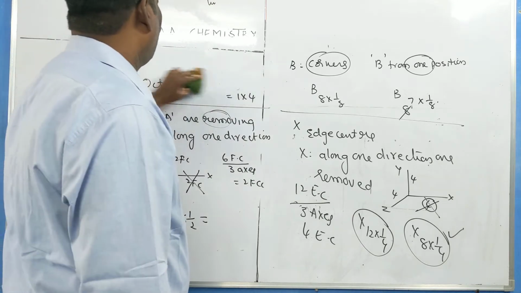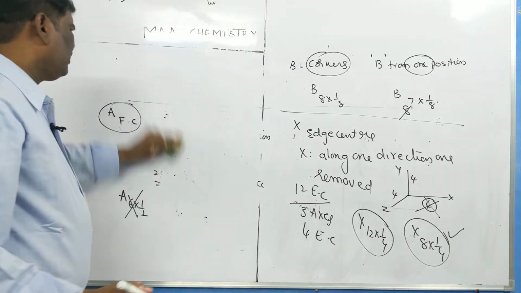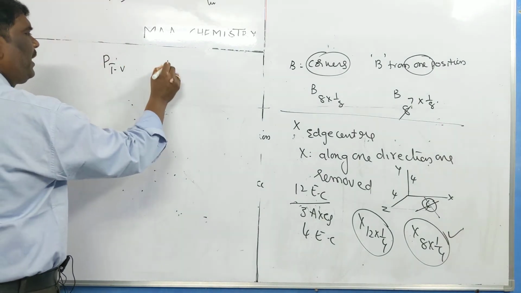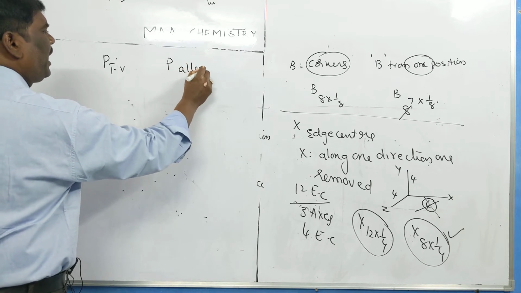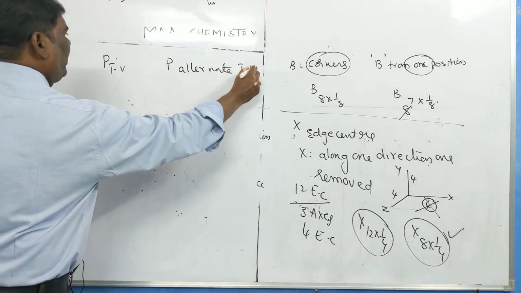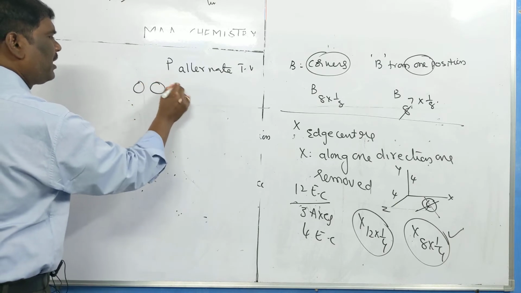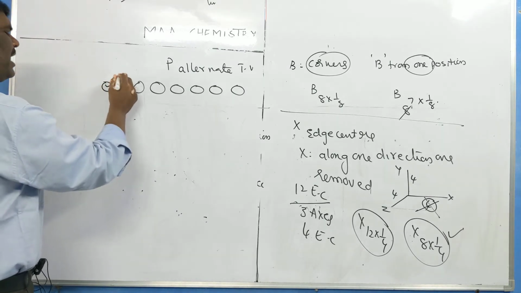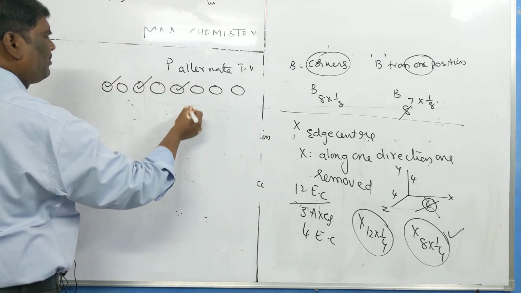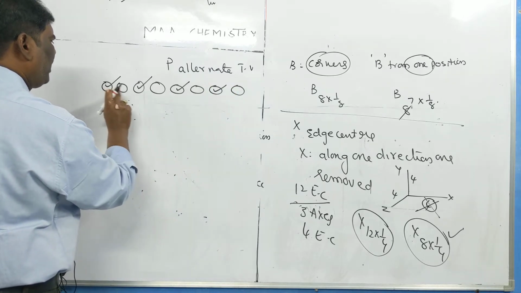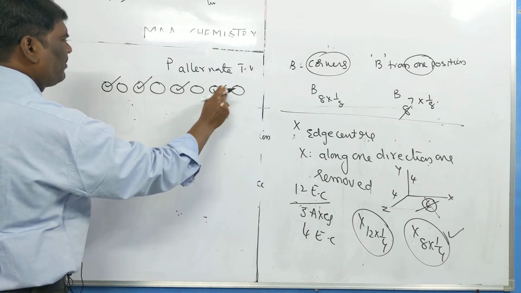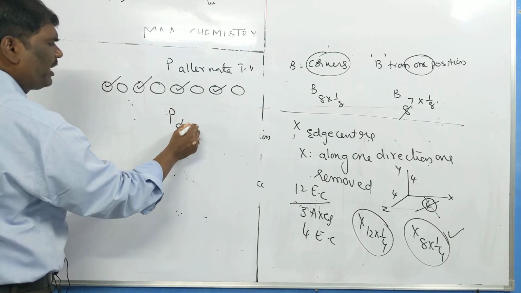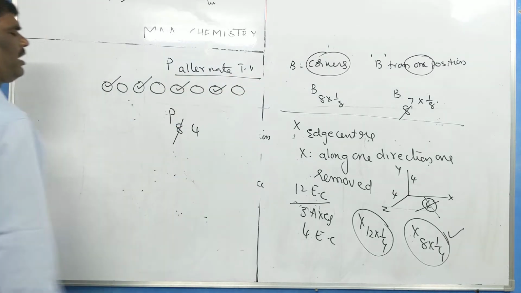Similarly, one more application. They are saying P occupies tetrahedral voids, but P is taken as alternate tetrahedral voids. You know tetrahedral means 8. There are 8 holes. Now alternate means one gap, another one gap, another one. 1, 2, 3, 4, 5, 6, 7, 8. So then what do we write? We don't write 8. Instead we write 4, because of alternate tetrahedral voids.